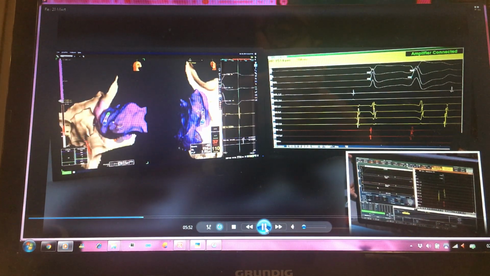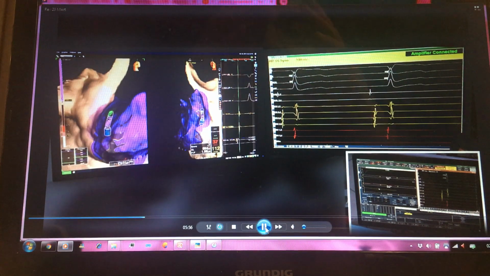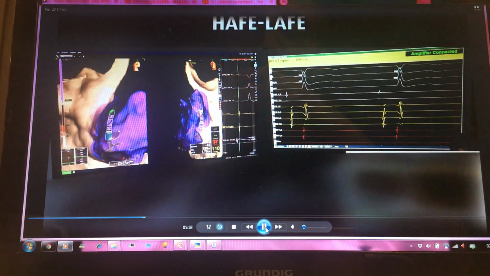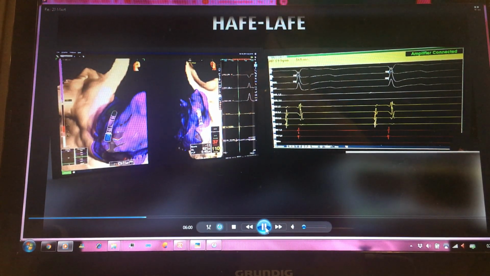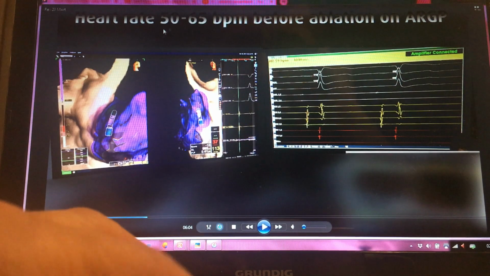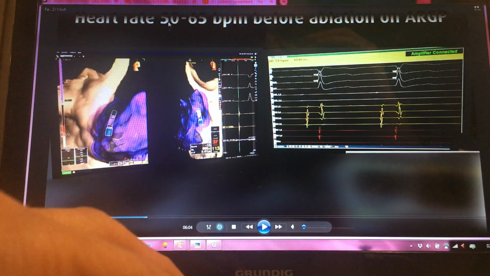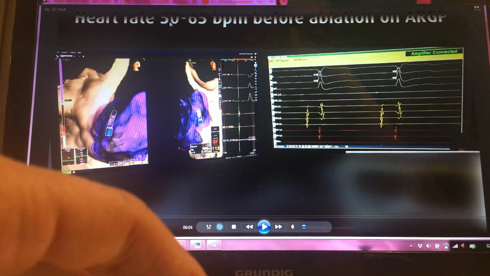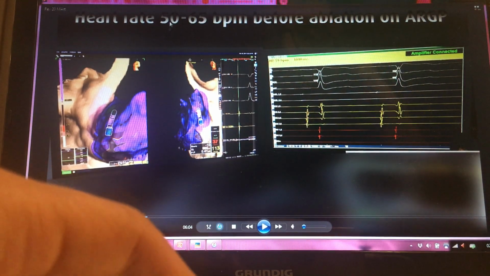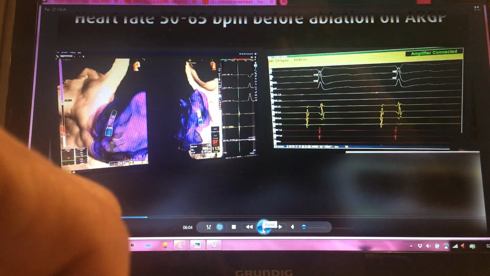We are at the ganglion A site. As I mentioned before, it's between the superior vena cava and the high part of the right superior pulmonary vein. Now, at this time, heart rate is a little bit decreased, between 50 to 65 BPM, before ablation on the ganglion A site.